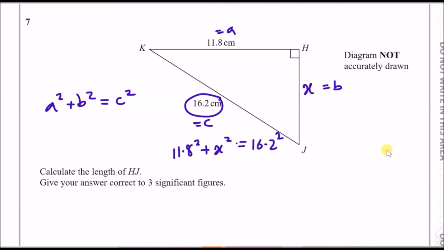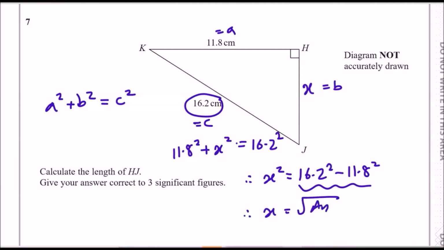All you got to do is just rearrange, make x a subject here. Now, what I will do is subtract 11.8 squared across. So we're going to have x squared equals 16.2 squared minus 11.8 squared. Put this all in the calculator exactly as you see it, and then square root your answer. And when you do that, guys, you should get a result, to three significant figures, of 11.1 centimeters. And that's it, guys. That's this one done.